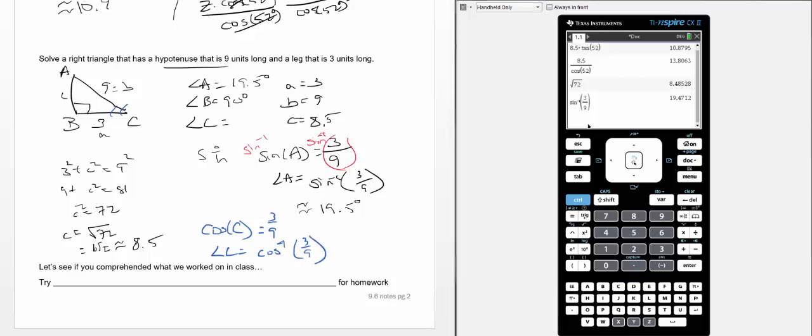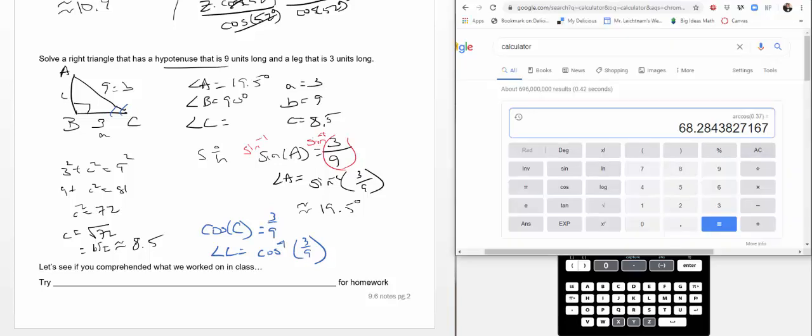I'll finish this with the Google calculator just to make sure we remember how to use it. I pull up a calculator on Google. I use the inverse cosine and make sure degree is what's highlighted. I'm going to hit inverse and then cosine to bring up the inverse cosine button. It's written as arc cosine in other notation. 3 divided by 9. Hit enter. And the inverse cosine of 3/9 happens to be about 70.5 degrees.